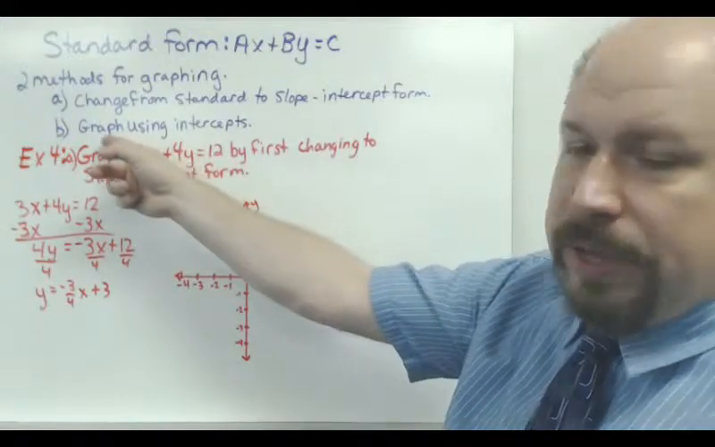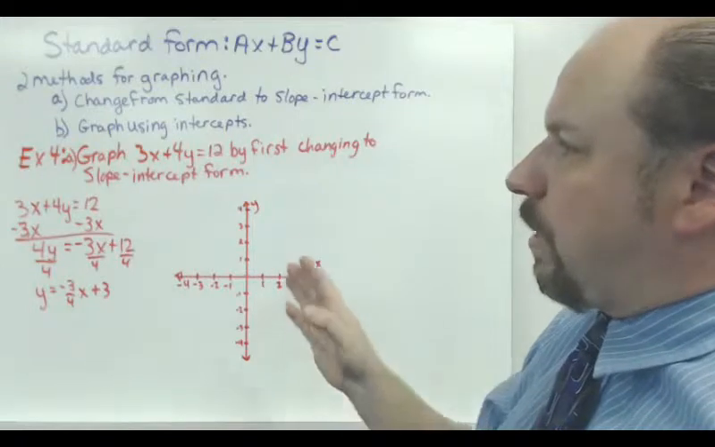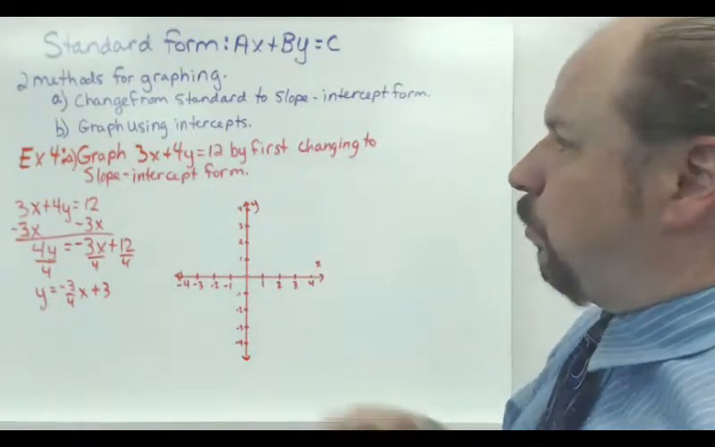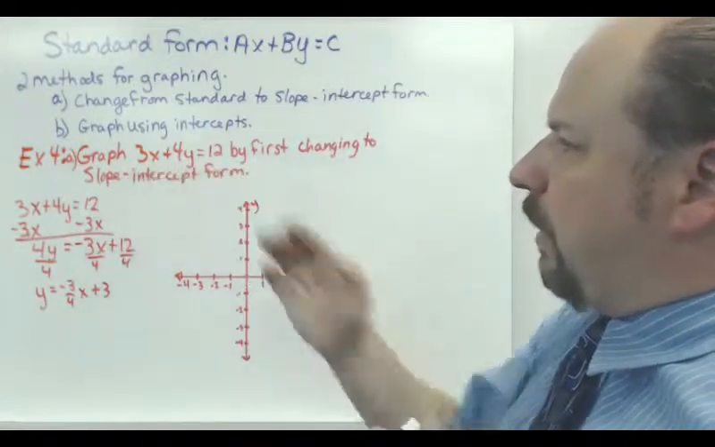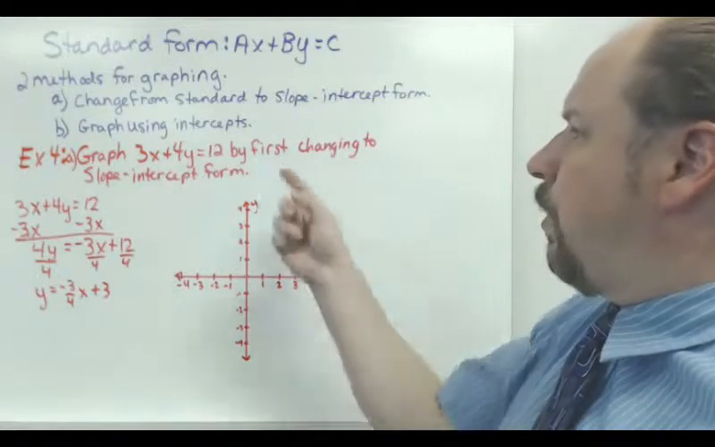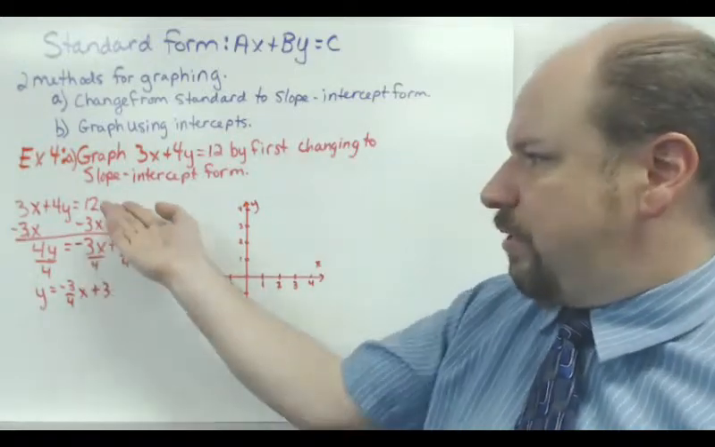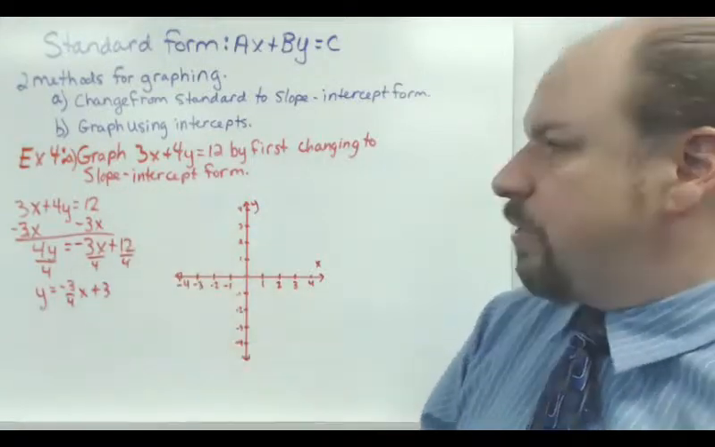And then the other method is to graph using intercepts. So we'll take a look at one that we change into slope-intercept form, and then the next example will be graphing using intercepts. Okay, so first, graph 3x plus 4y equals 12 by first changing into slope-intercept form. So we need to take this equation and manipulate it algebraically so that it's in slope-intercept form.